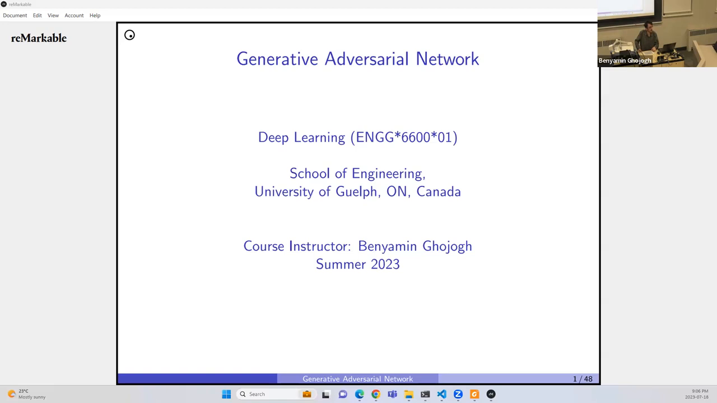This one is after variational autoencoder. I think it's newer. Yeah, it came after variational autoencoder. And after this also, there is a state-of-the-art generative model, which is called diffusion model. This is the progress of AI so far.